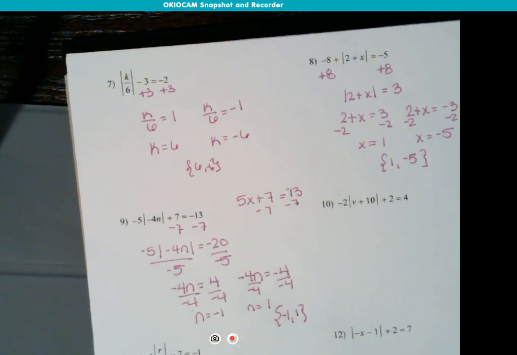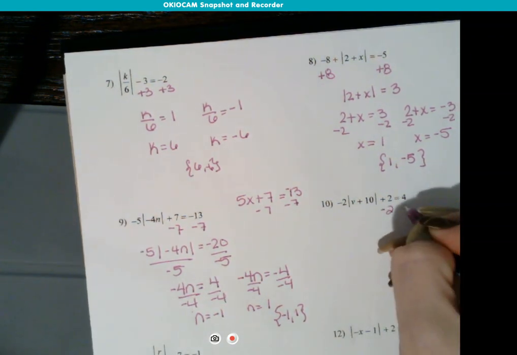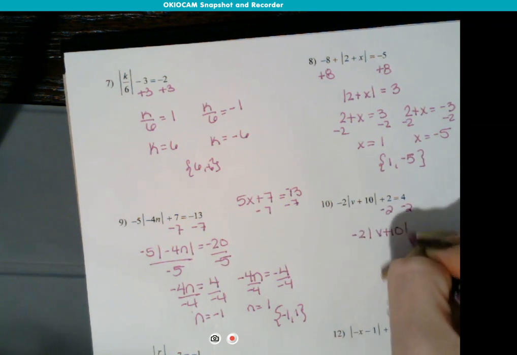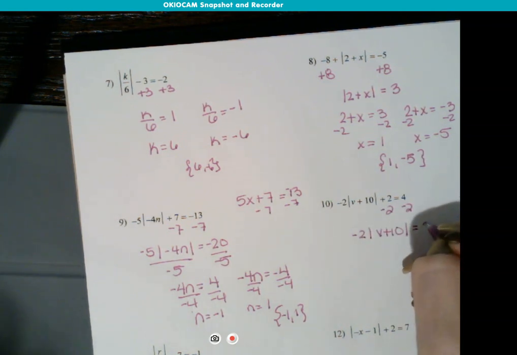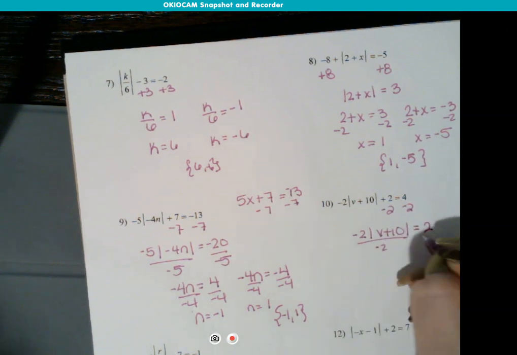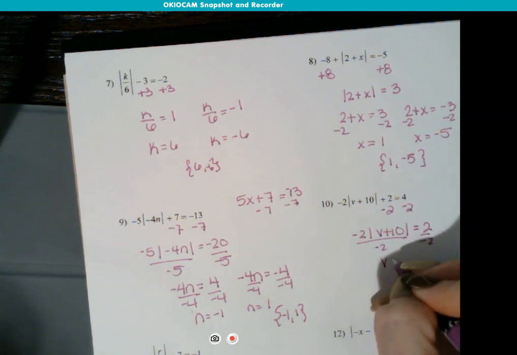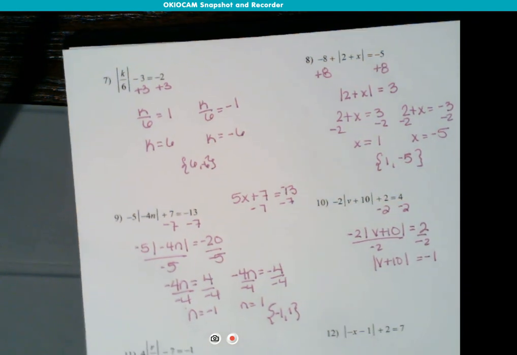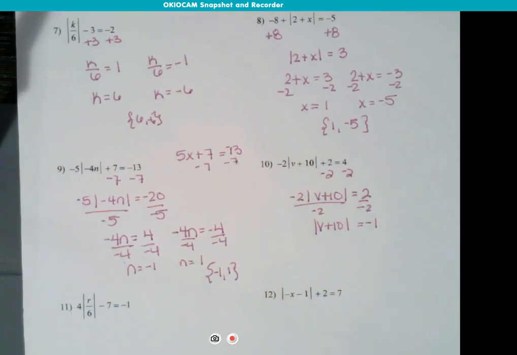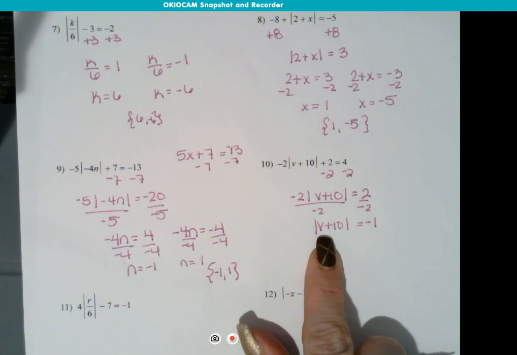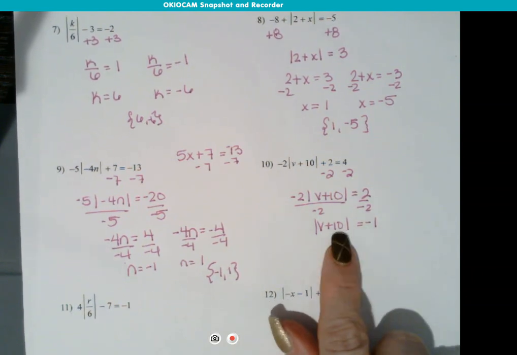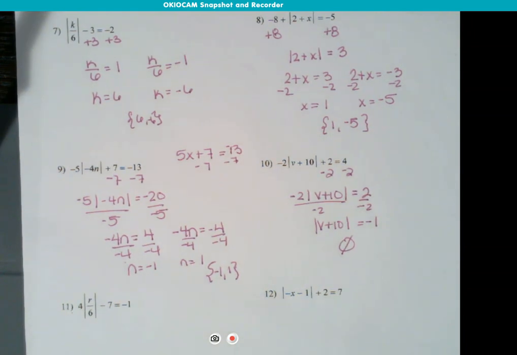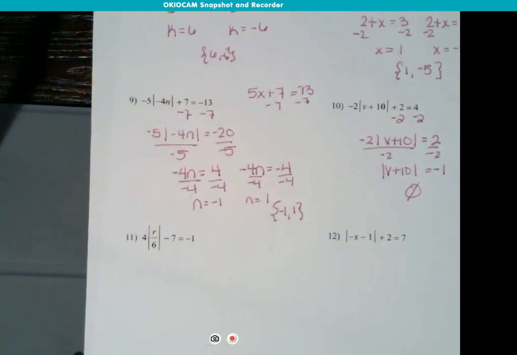Okay. Over here, same thing, minus 2, minus 2. Negative 2 is v plus 10 equals 2. Then I'm going to divide by negative 2. So v plus 10 equals negative 1. Oh, so now let's see what happens. This is isolated. This is negative. This will never be negative. So this one is no solution. I can stop right there. Okay, let's try the next one.